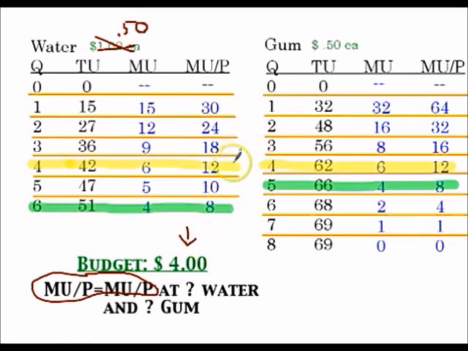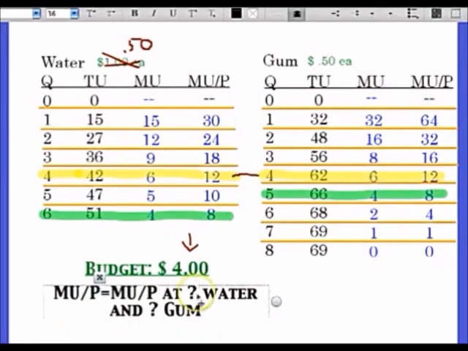That fits. 6 water and 5 gum, I can't afford it. That's more than $4, so that's not a combination we want to use. So we go down here, erase this, and what we see is MU over P equals MU over P at 4 water and 4 gum. So we have a new utility maximization level.